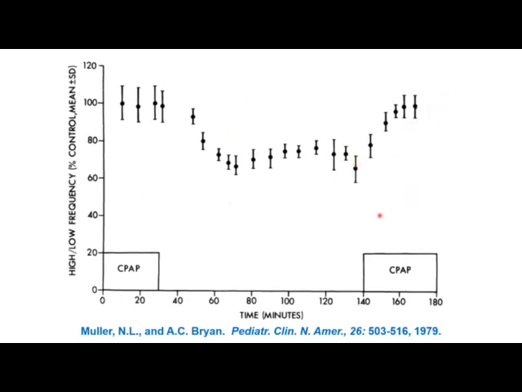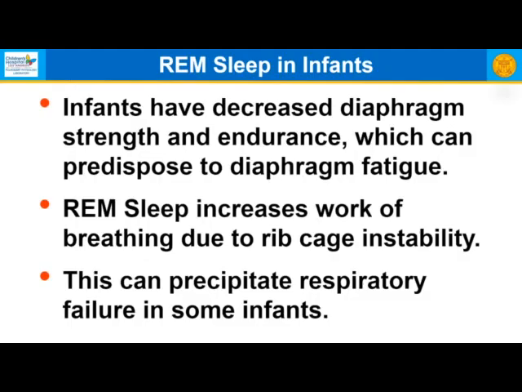The physicians did not have access to this information at the time of the study. But this showed a baby who was doing well on CPAP, came off in an attempt to wean. High-low ratio fell, that is diaphragm fatigue, and had to return to CPAP. So infants have decreased diaphragm strength and endurance, which can predispose to diaphragm fatigue. REM sleep increases work of breathing due to ribcage instability, and this can precipitate respiratory failure in some infants.